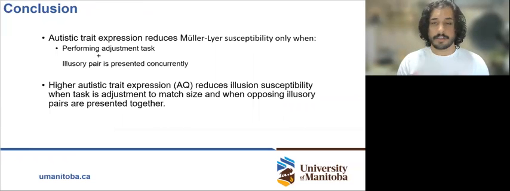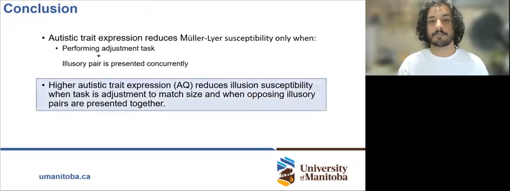To conclude, our study used a repeated measures design to systematically probe how task type influences illusion susceptibility with the goal of contributing to the mixed literature investigating the effect of autism on illusion susceptibility. We found autistic trait expression did not affect the overall Müller-Lyer illusion susceptibility. Instead, reduced illusion susceptibility with increasing autistic trait expression was only observed in a very specific case.